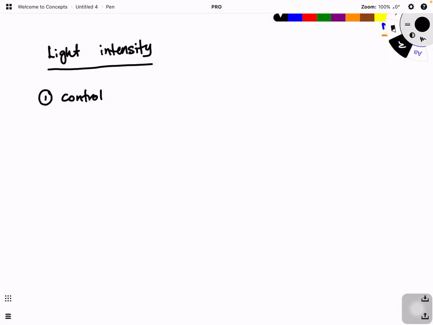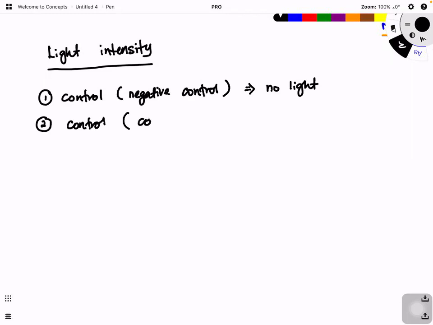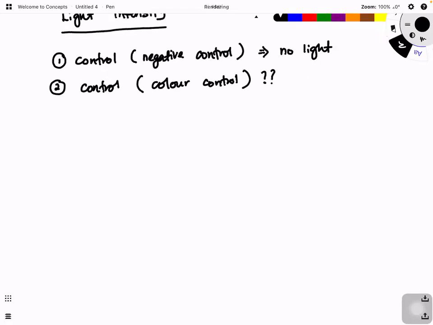This control we term as a negative control, which means no light. Are you clear? No light. Now, second, we need to set up another control termed the color control. Why do we need this color control? How do we set up this color control? Then we have to look at the experiment now.